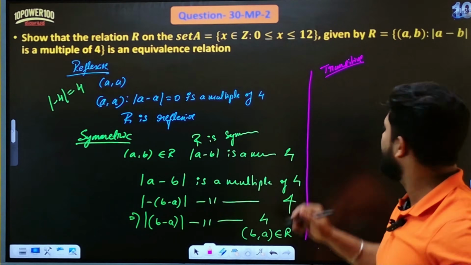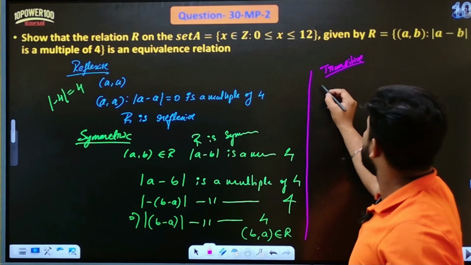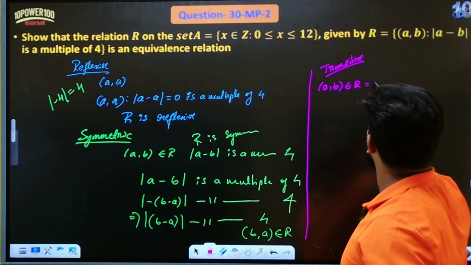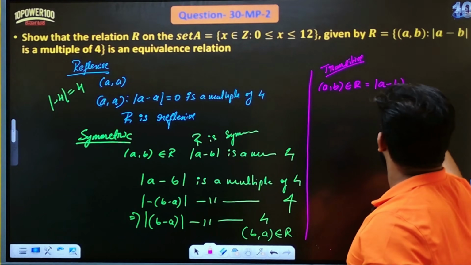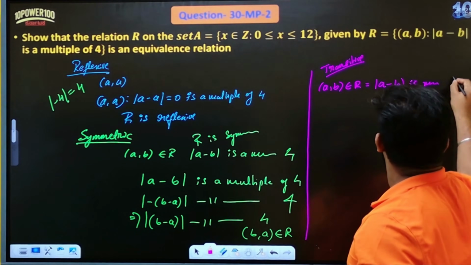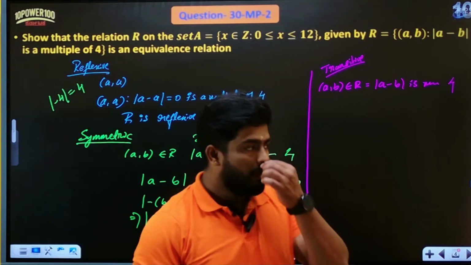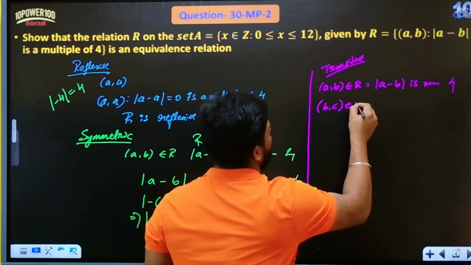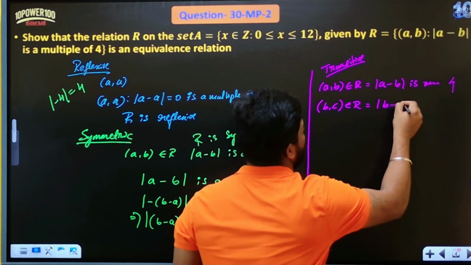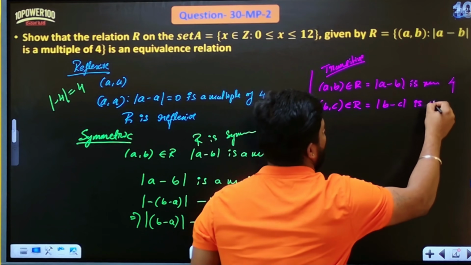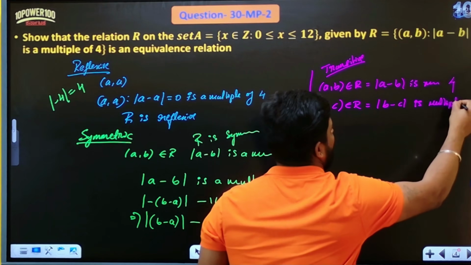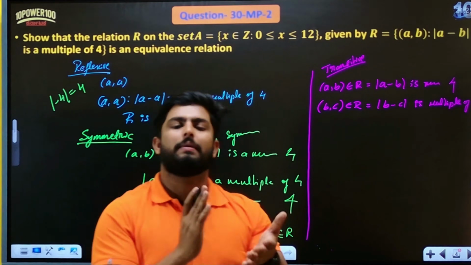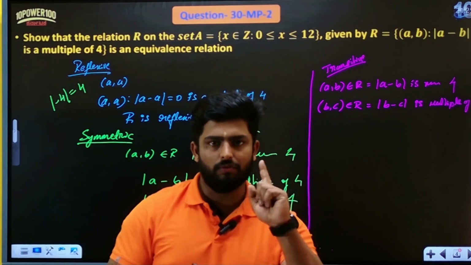So we'll write a general thing. Okay, there is a format to write this. (A, B) belongs to R. Why? Because mod A minus B is a multiple of 4. Now we'll write (B, C). So (B, C) belongs to R because mod B minus C is a multiple of 4. So now, multiple of 4, imagine a 4.